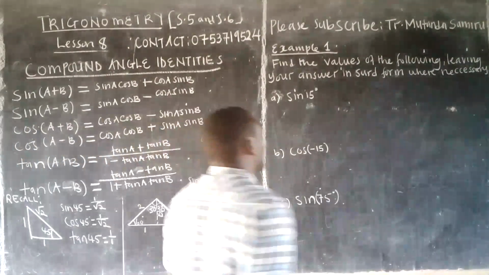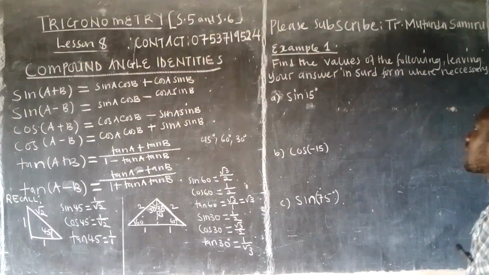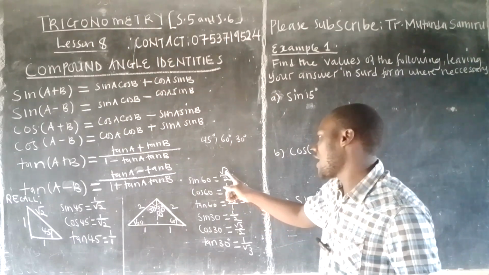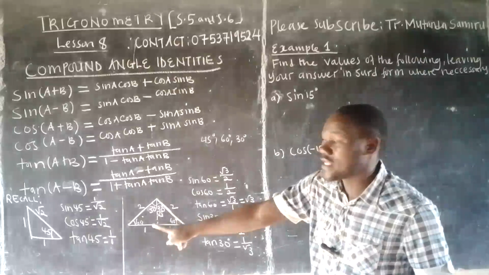So let's now go to example 1. They are saying, find the values of the following, leaving your answer in surd form. Surd form means these are surds, with the roots. So that means we're going to be using these ones here.